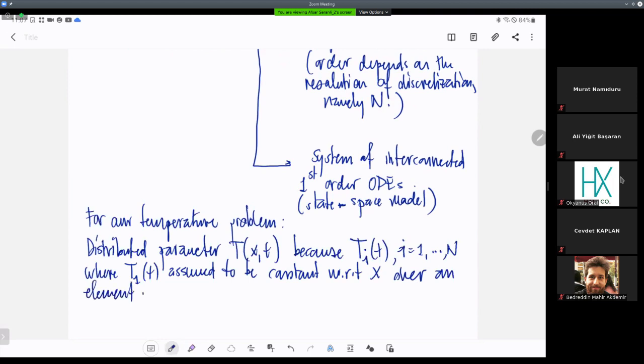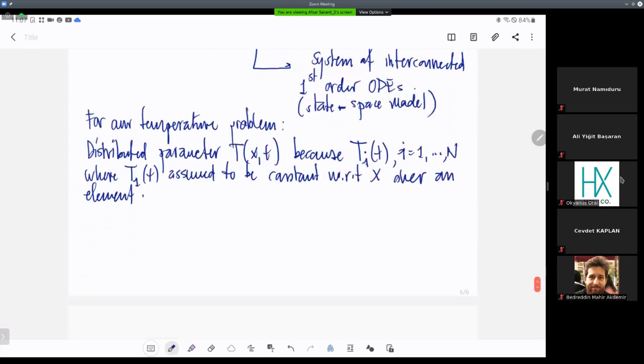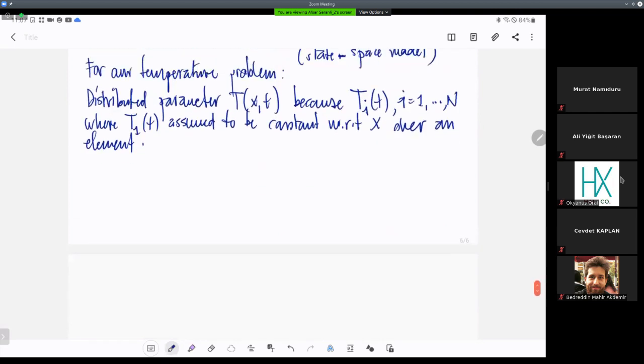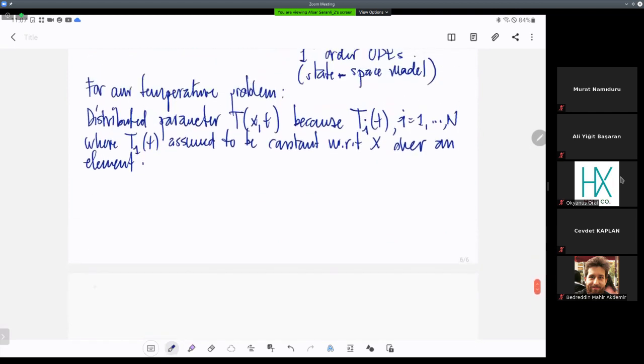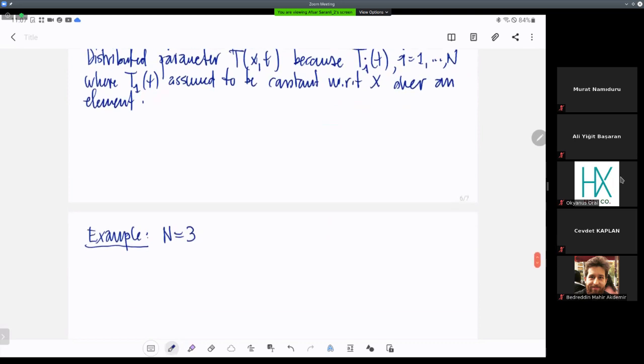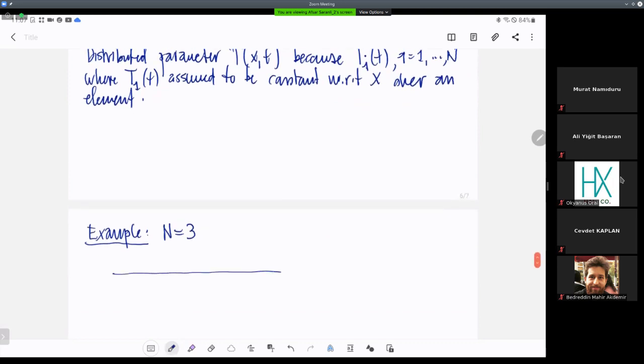The example will make it much clearer. So let's put the example with a chosen number. Let's say that n is equal to 3, and we consider our insulated rod. So here is our example again. Here we have insulation on the sides.